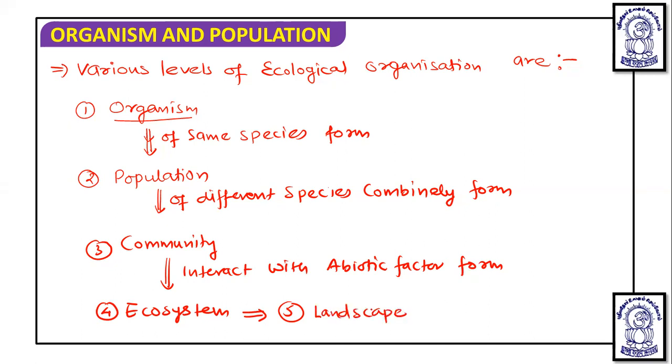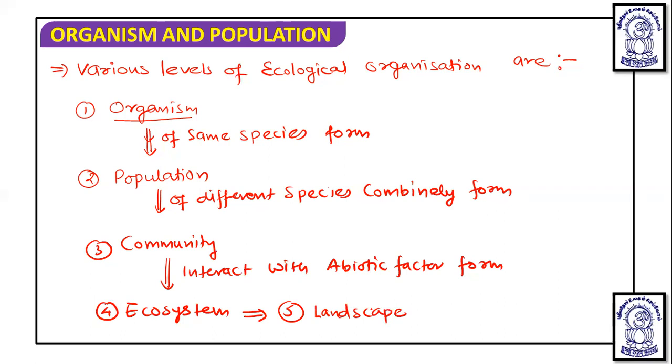So if you want to understand this, organism is the first level of ecological organization. Organism is the individual, and organisms of the same species form a population. Suppose we are Homo sapiens, so many millions are there, and they belong to only one species, that is Homo sapiens. So population is a group of individuals of the same species.